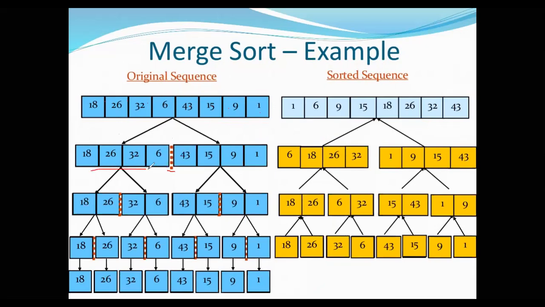Then again we have another array of size 4, which will be divided into 2 and 2. The same way the other array will be divided as well, and now we have 4 arrays of size 2. Then again we will divide into arrays of size 1. So after this stage, what we have is 8 arrays of size 1, and this is our first stopping condition for divide. That means we will divide the array until we have arrays of size 1.